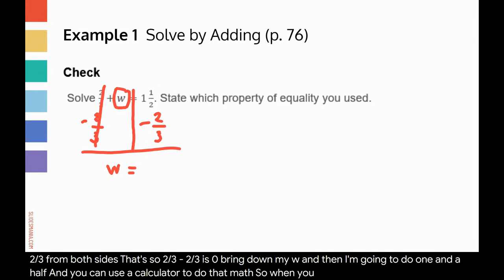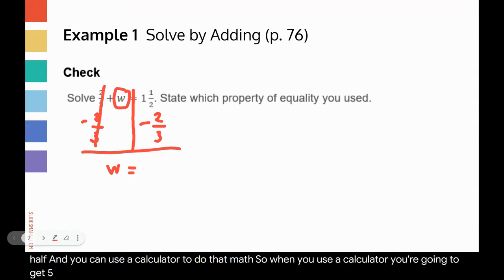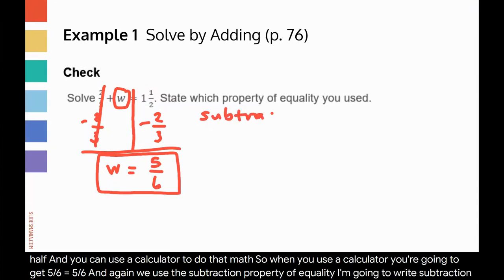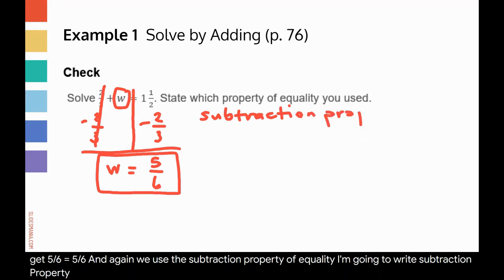So when you use a calculator, you're going to get 5/6. So W equals 5/6. And again, we use the subtraction property of equality. So I'm going to write subtraction property. So that would be A in your book.